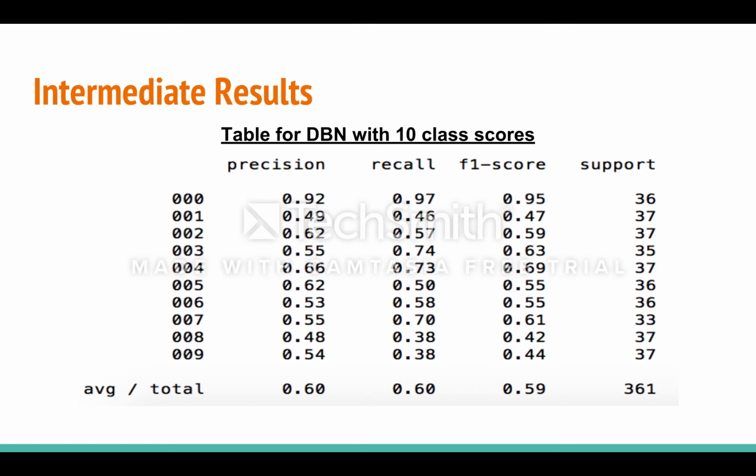This led us to believe that we needed a different way to perform feature extraction and perhaps partition the class scores such that each hidden node needed only a certain range of class scores to look at. This led us to our third and final architecture.